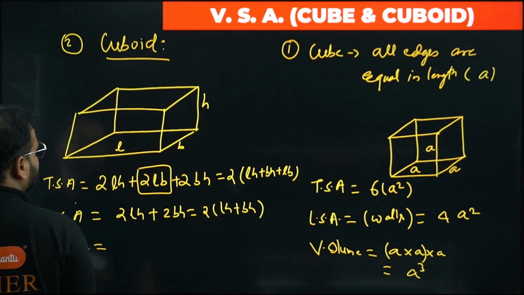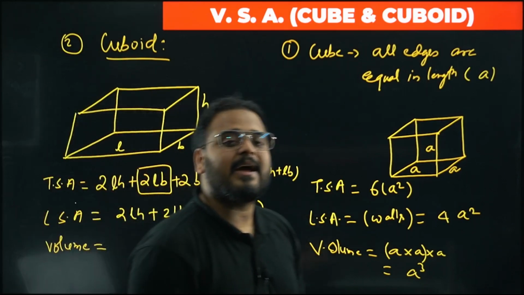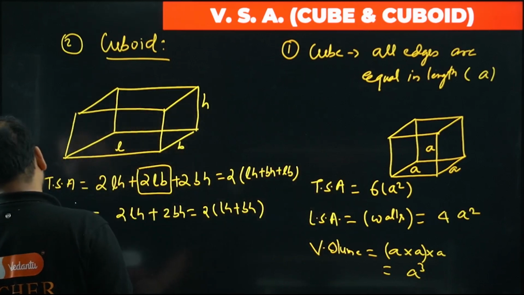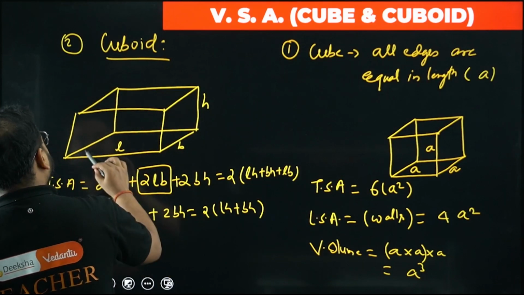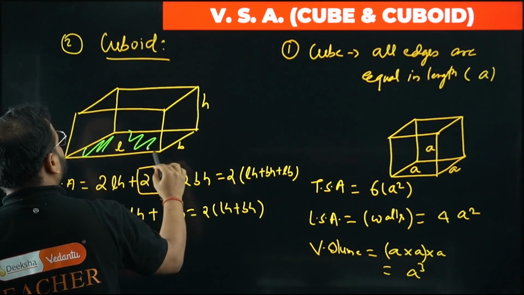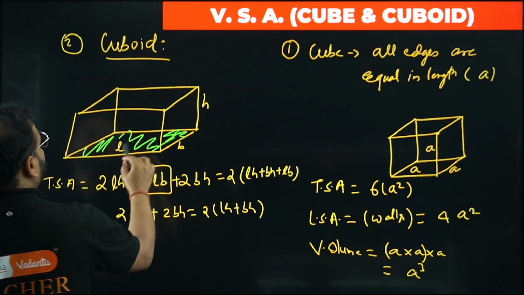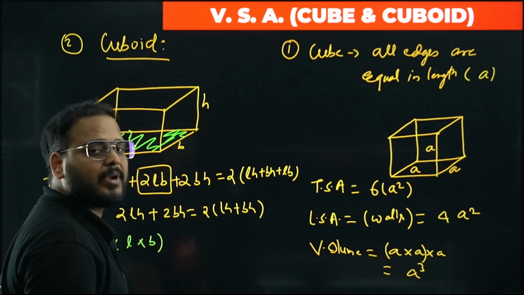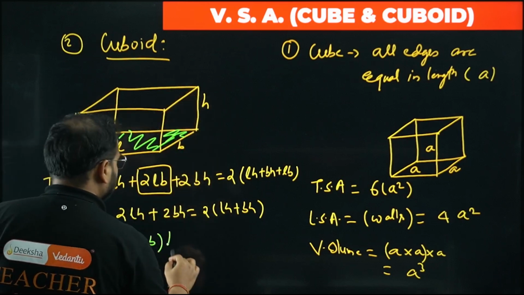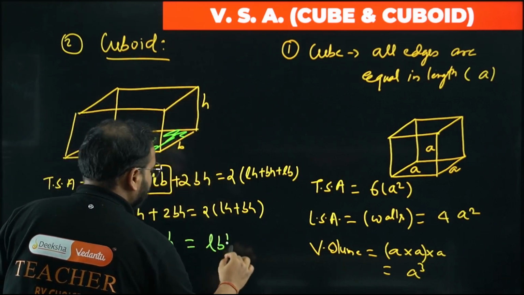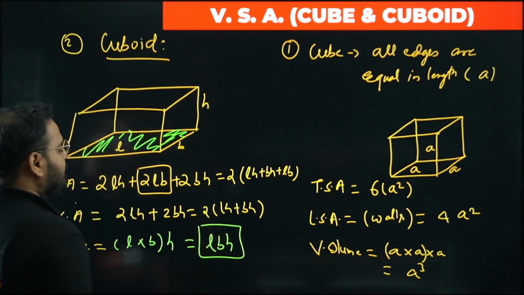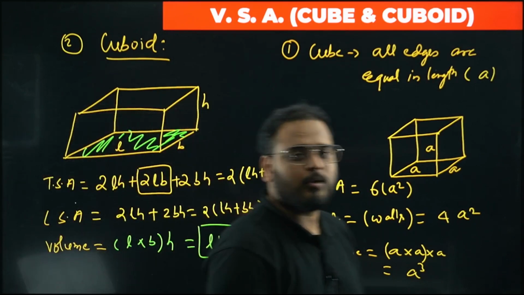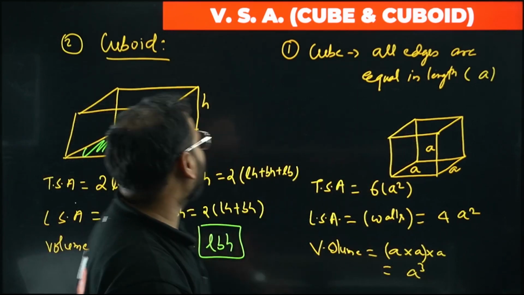What is the next one, sir? Volume. How much is that? What did I say? Base area into height. Let's apply over here. What is base area, sir? Have a look, isn't this the base area? What is that base area going to be? Length into breadth, rectangle, right? So length into breadth. What is the height? Simply H. So what do I get? LBH. Have a look, LBH for cuboid. The cuboid is clear, right? Very simple. Let's move on to the next figure.